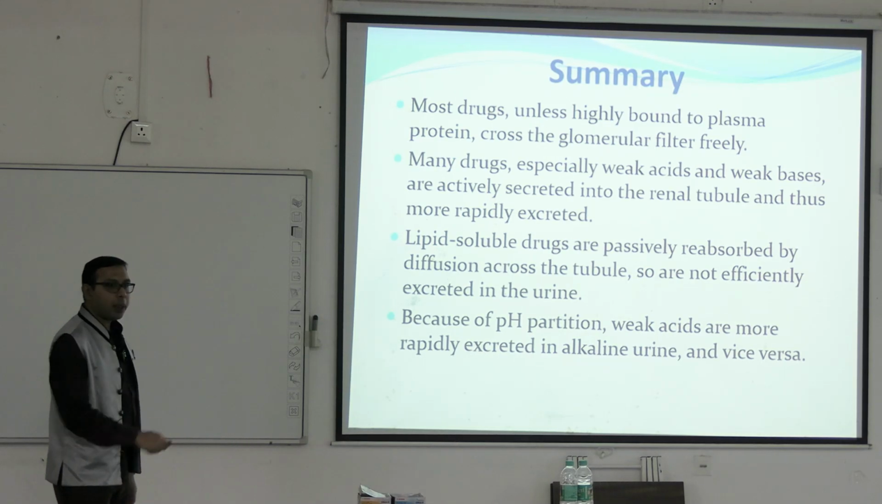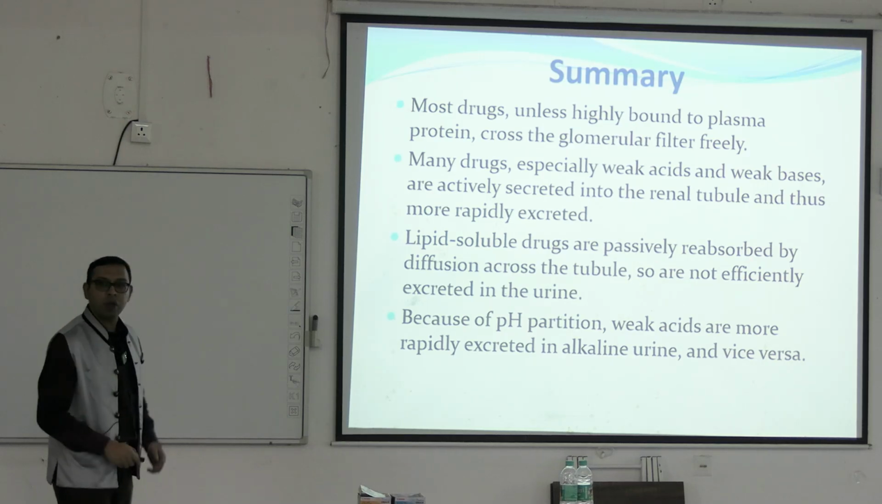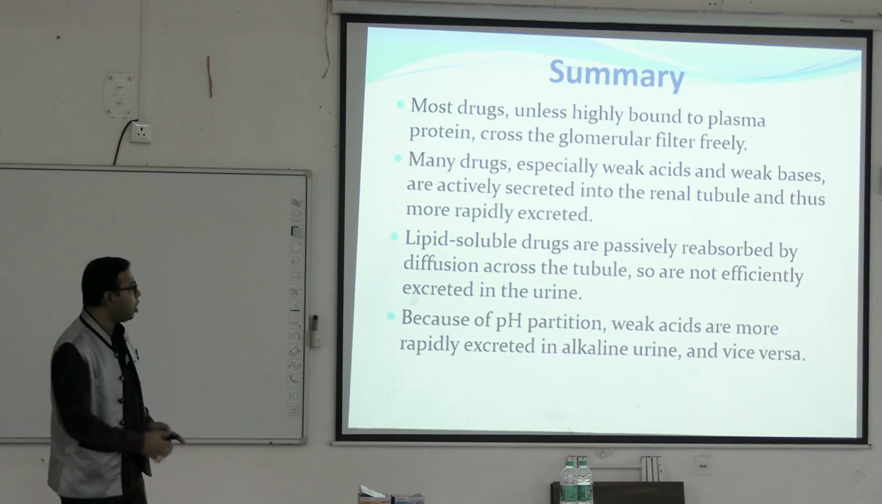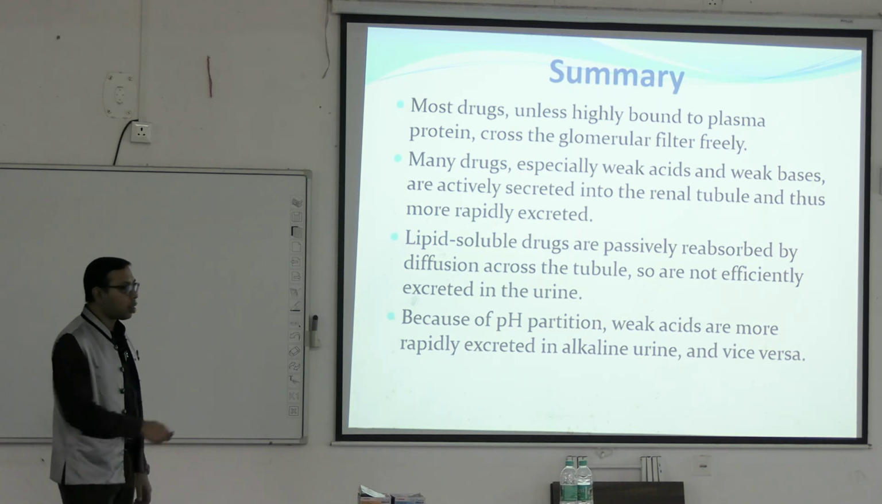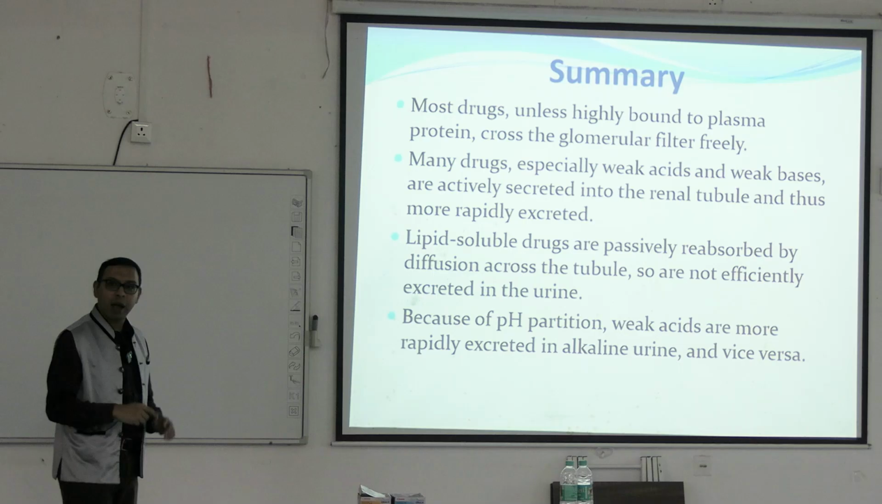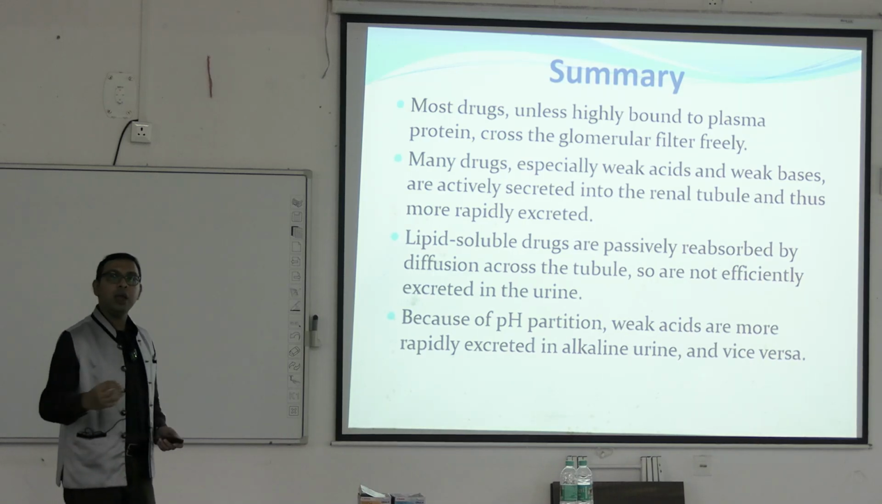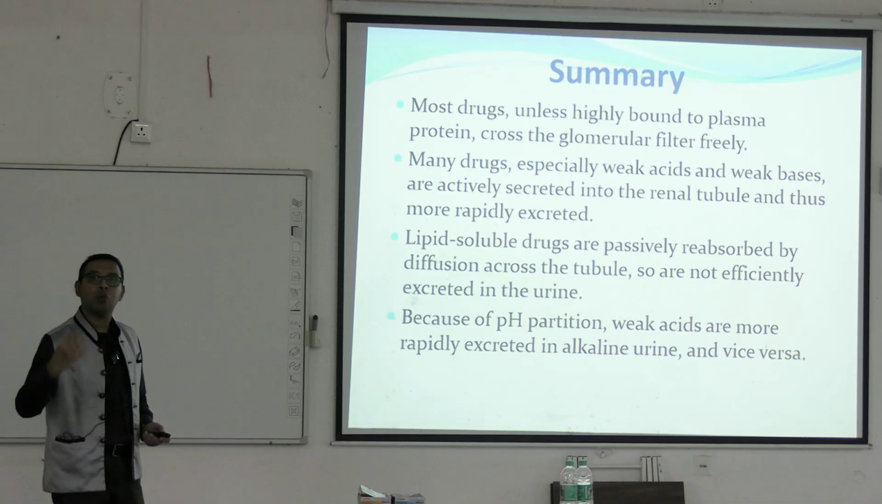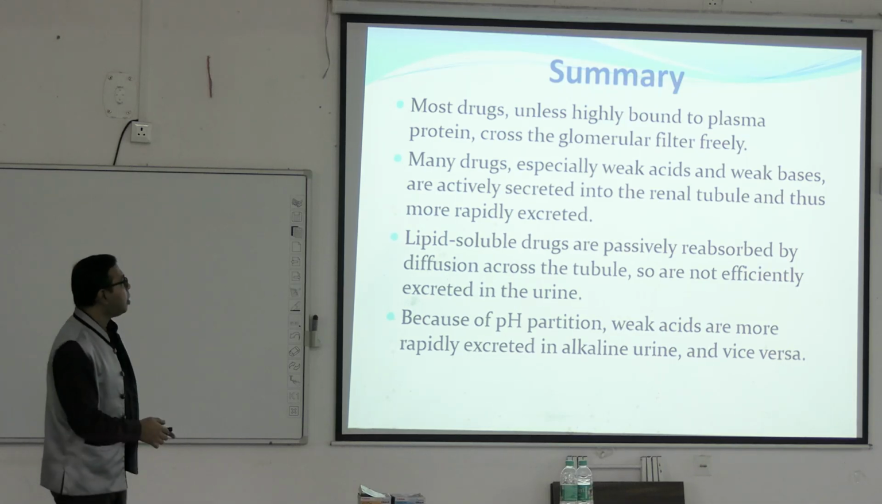Lipid soluble drugs are passively reabsorbed by diffusion across the tubules, so are not efficiently excreted in the urine. Because of this pH partition, weak acids are more rapidly excreted in alkaline urine and vice versa. Already we have seen why urine alkalinization is needed for poisoning of the drugs who are weakly acidic.